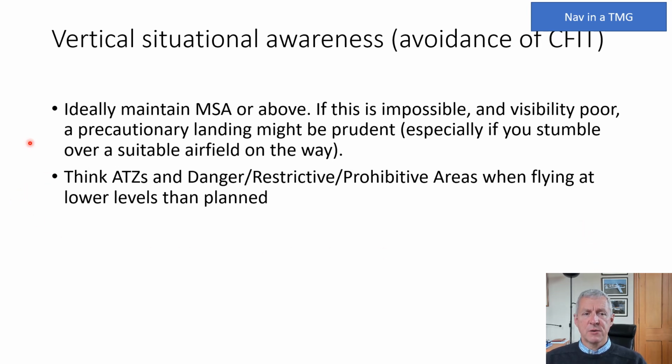In terms of vertical situational awareness, particularly avoidance of controlled flight into terrain and airspace, you really want to maintain the MSA or above, but if it's impossible and the visibility is poor, it might be better to do a precautionary landing, especially if you come across a suitable airfield on the way. If you're low, think about ATZs and danger and restrictive and prohibitive areas when flying at lower levels than planned. If you haven't planned to be low, you might not have looked at all those, so pay attention.